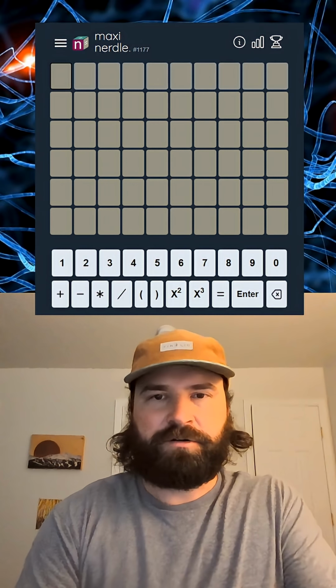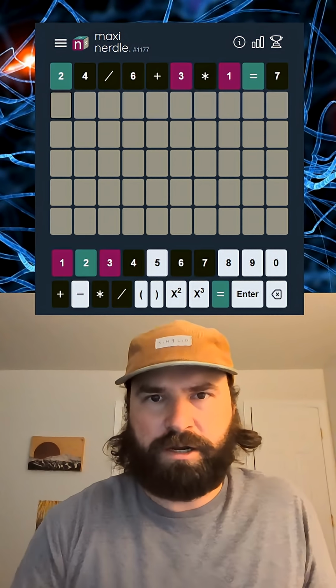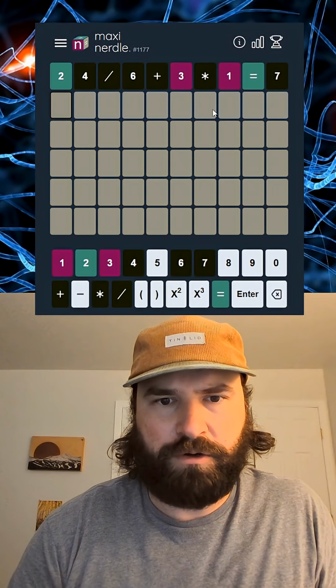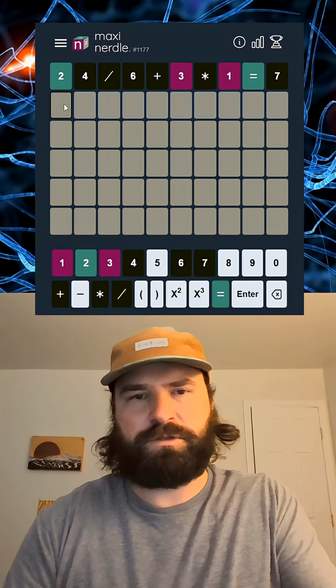Let's go for maxing interval. Get 24 divided by 6 plus 3 times 1 equals 7. All right. 2, 3, 1, no signs. So we only have subtraction. I'm just going to use 2's, 1's, and 3's, I think.